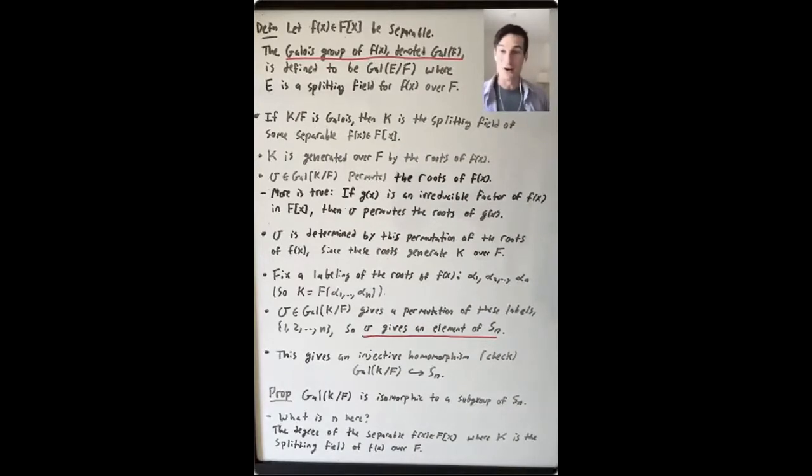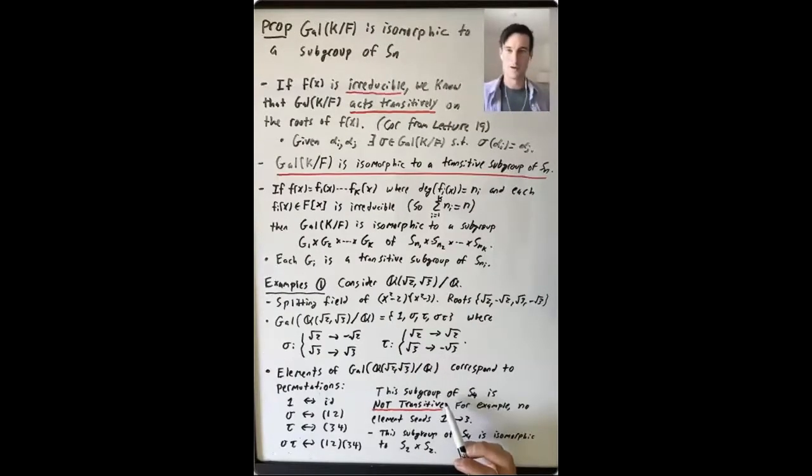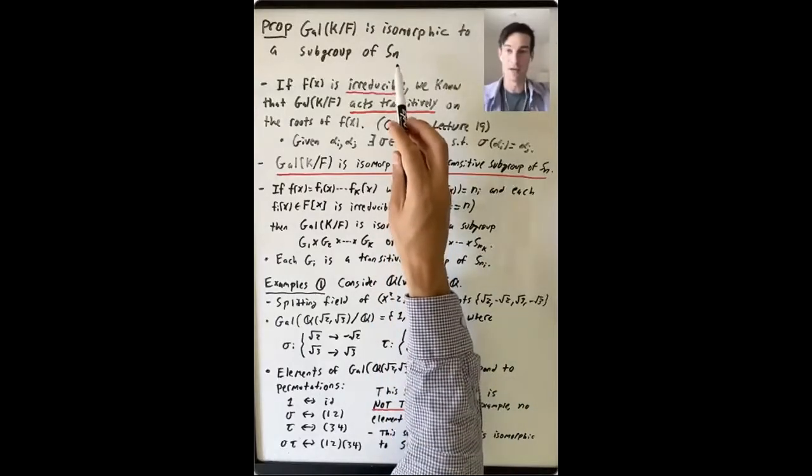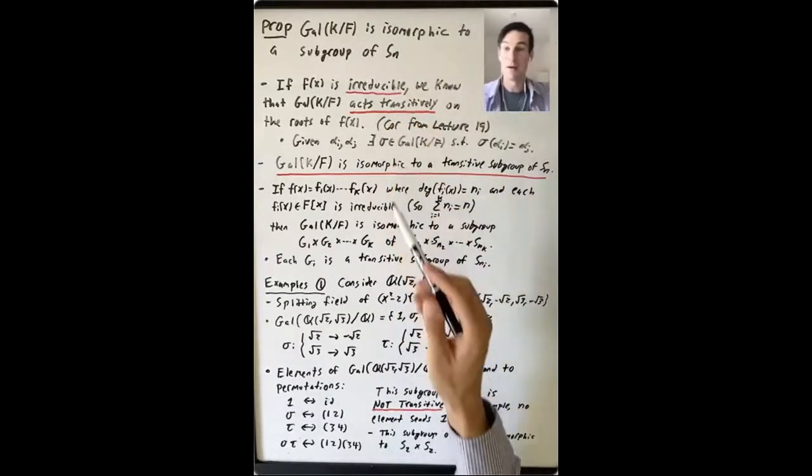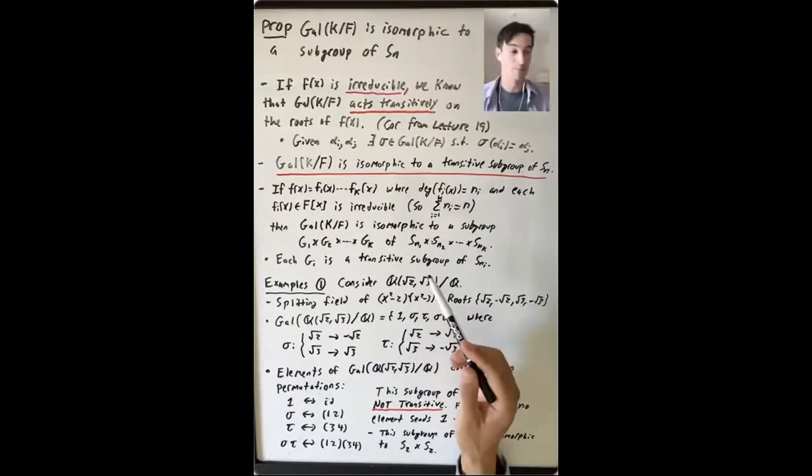Okay, so now you can say, we know that the Galois group is isomorphic to a subgroup of Sn. What else can we say about the subgroups of Sn that arise here? So I'll pause and erase and talk about that question. We know that the Galois group of K over F is isomorphic to a subgroup of the symmetric group Sn. But what else do we know about this subgroup?